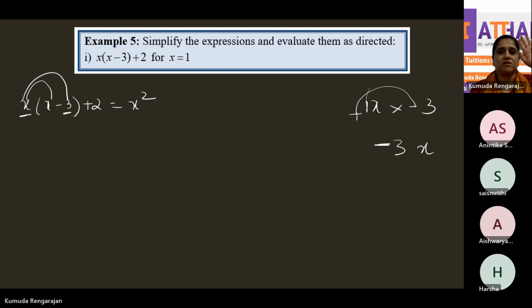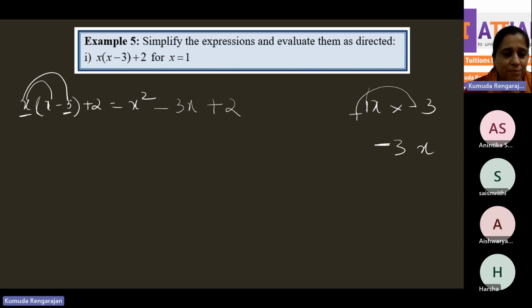Multiply the signs. Term, term. Before that, sign, sign. Multiply the signs, write it. Multiply the numbers, write the result. And then multiply the letters and write the result. So x squared minus 3x. That plus 2 will come as it is.